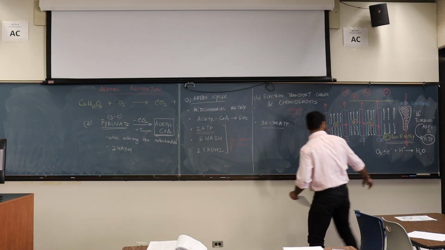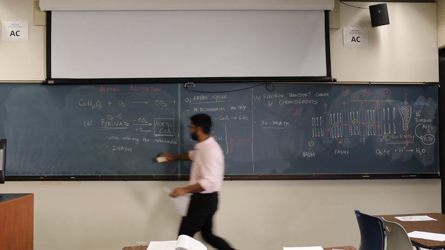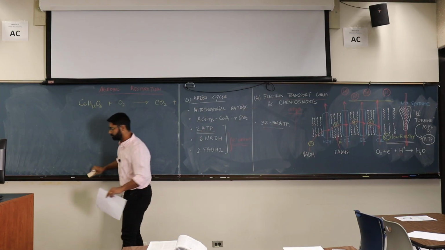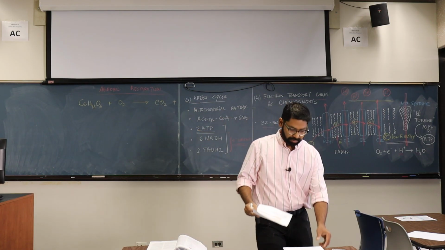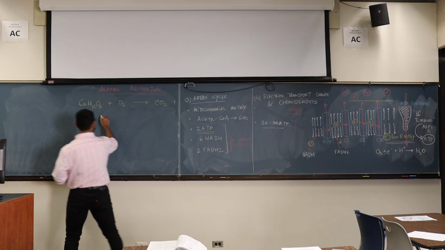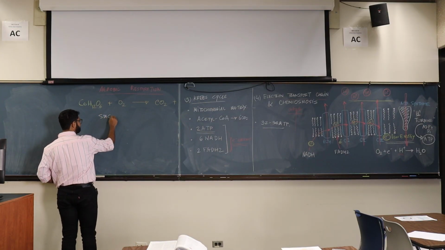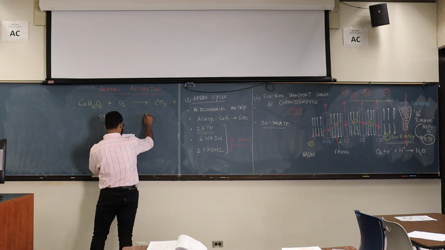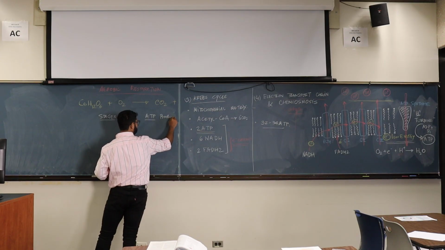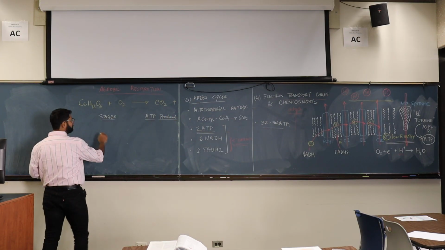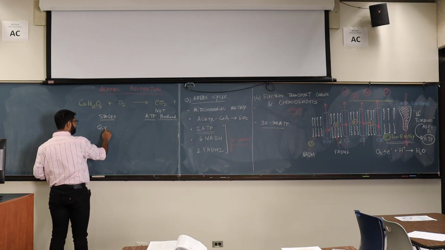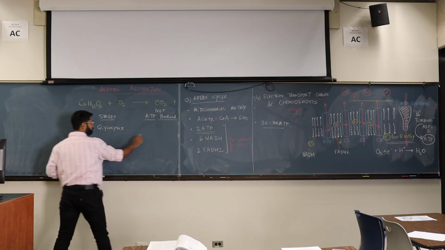Now, just to recap the different processes and the energies that are being produced. So we can write the different stages of aerobic respiration and the number of ATPs produced, the net number of ATPs, right? The net ATP. So glycolysis produces 2.